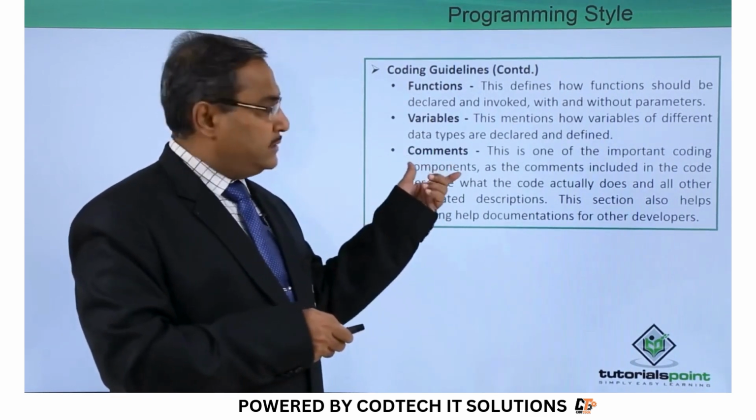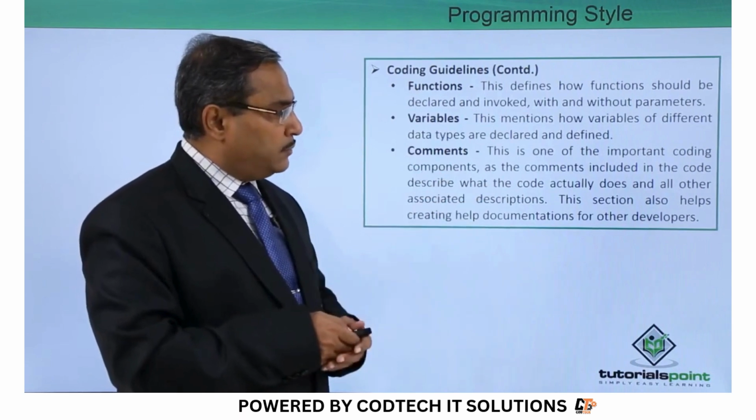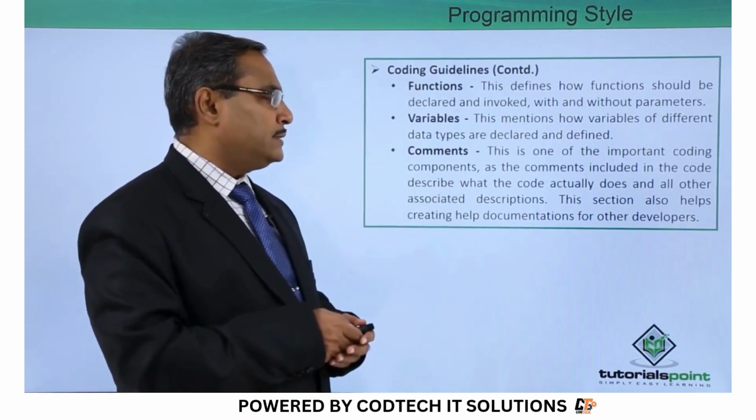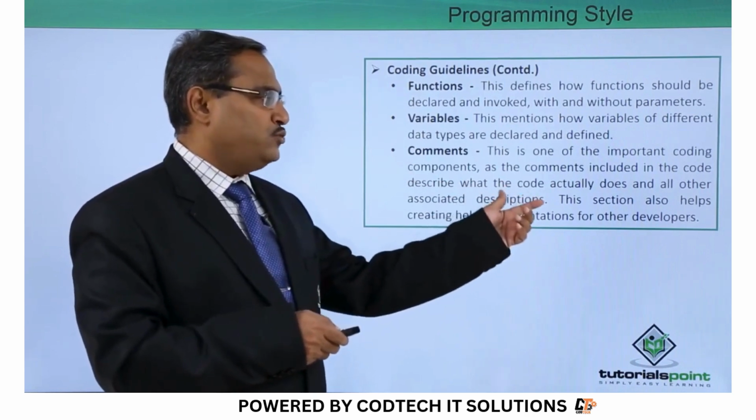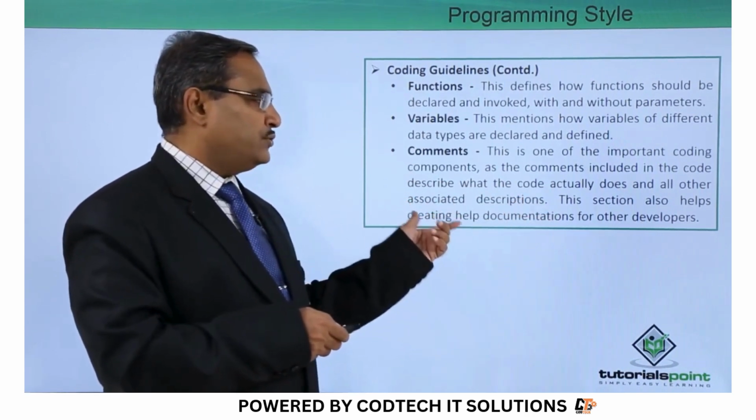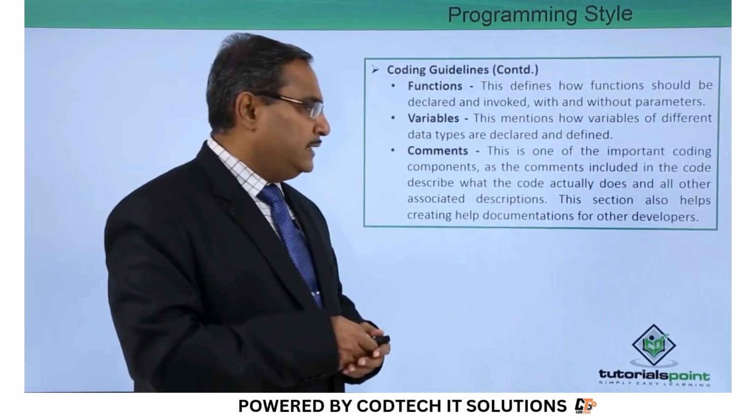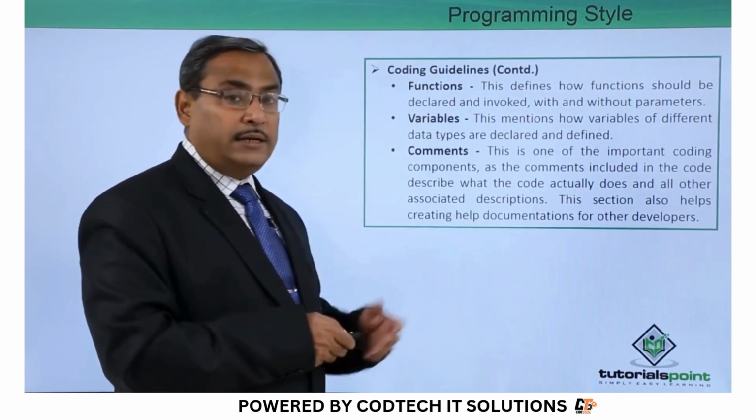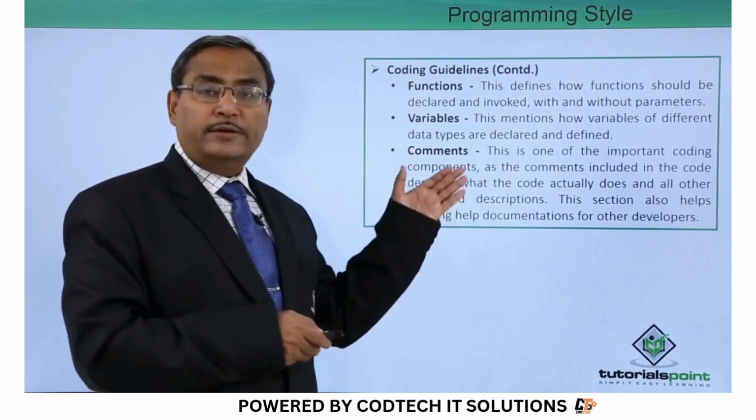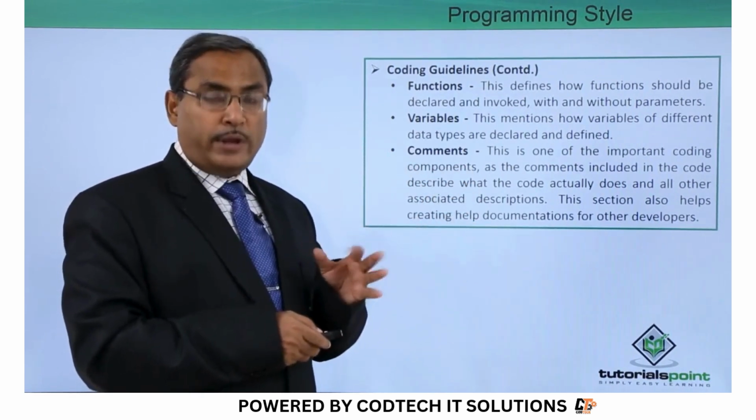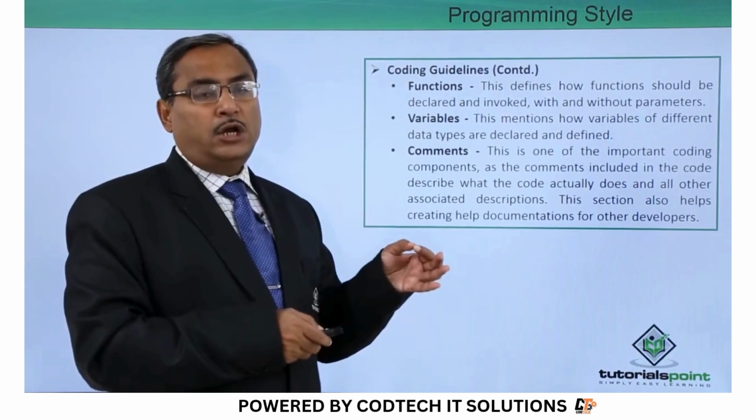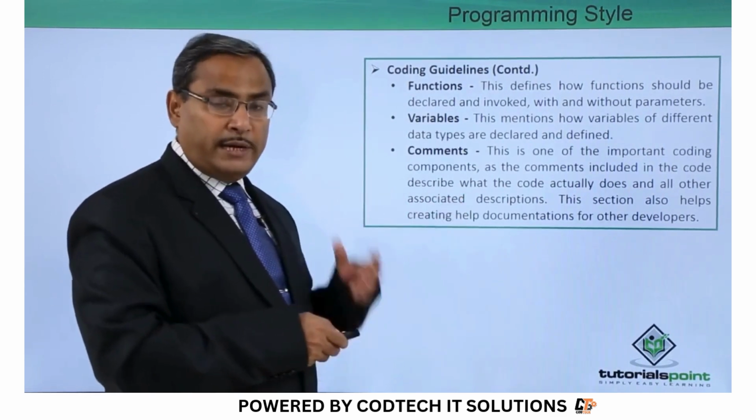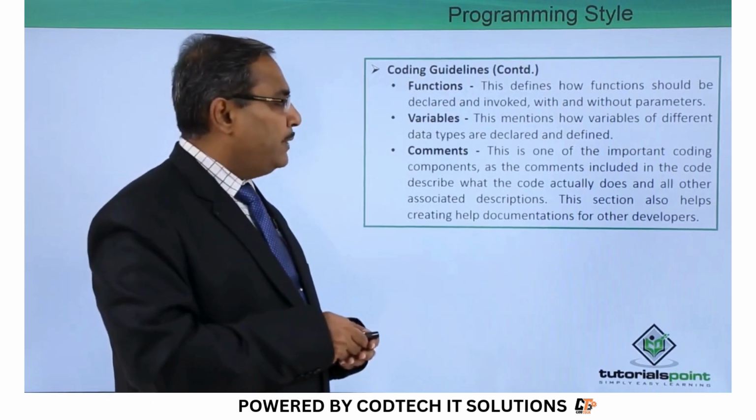Next one is the comments, which is very important. This is one of the important coding components, as a comment included in the code describes what the code actually does and all other associated descriptions. This section also helps in creating help documentation for other developers. So commenting and remarking should be done properly. We can have the line comment, we can have the documentation comment, we can have the block comment. So different types of commenting blocks are available in our programming construct.